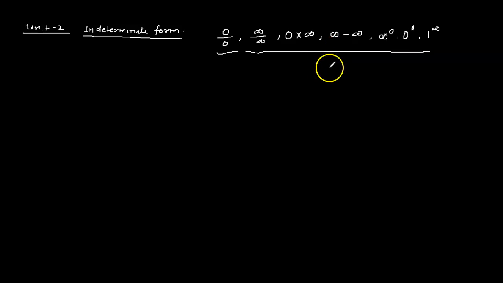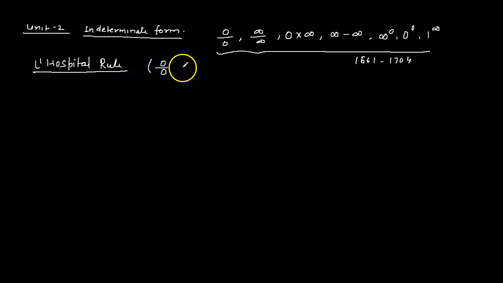The French mathematician, who lived between 1661 and 1704, L'Hospital, gave a rule to find the limit when it comes in indeterminate form. So L'Hospital's rule is used to find the limit. L'Hospital's rule is only applicable for 0 by 0 and infinity by infinity, not for others. When the indeterminate form is 0 by 0 or infinity by infinity, then only we can apply the L'Hospital rule.